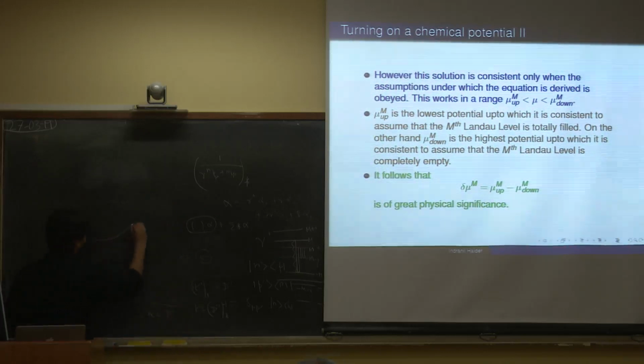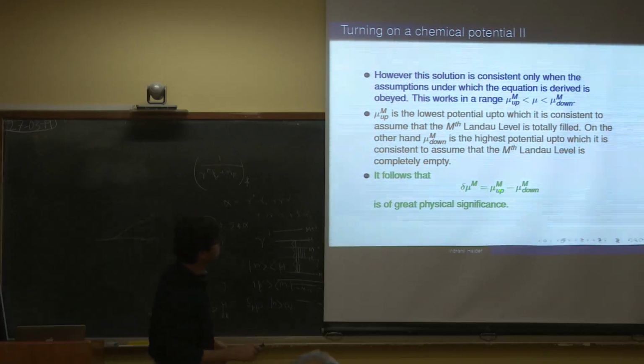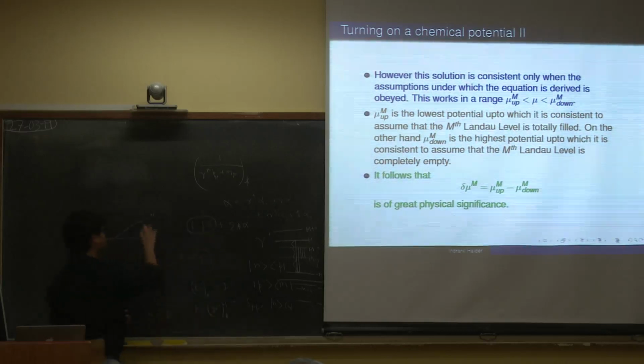Suppose you have a particular band in the free limit, now that broadens out like this. Then this approximation of assuming this band is filled is true as long as your chemical potential is up to the top of the band, and the assumption that this band is not at all filled is true as long as your chemical potential is no larger than the lower part of the band. So this upper part we define to be mu up and this we define to be mu down. The lowest value of chemical potential for which it is consistent to assume the mth band is totally filled is mu up, and here I am defining this quantity which is mu up minus mu down.